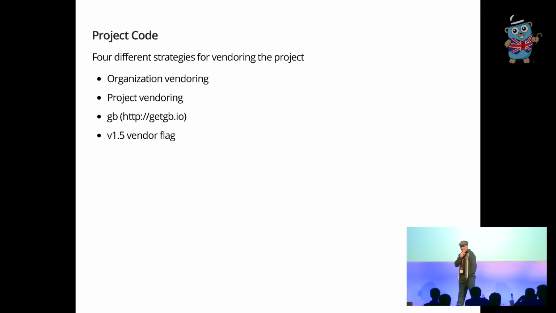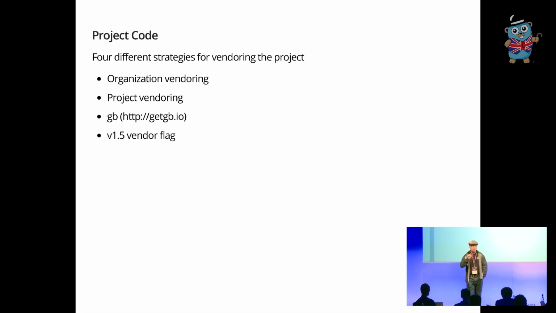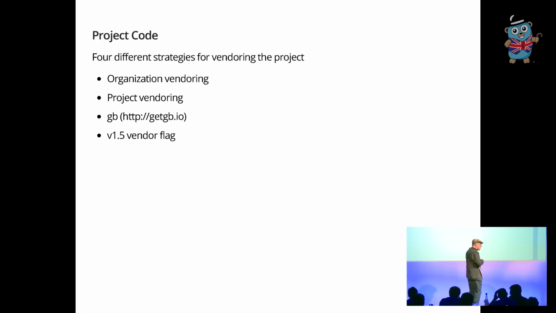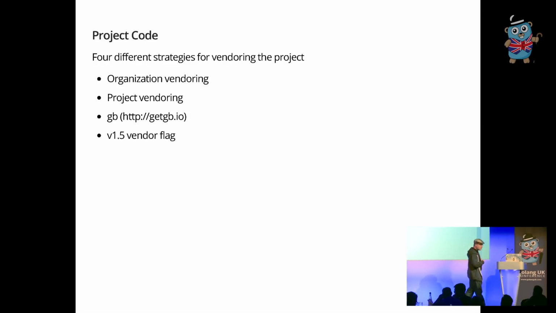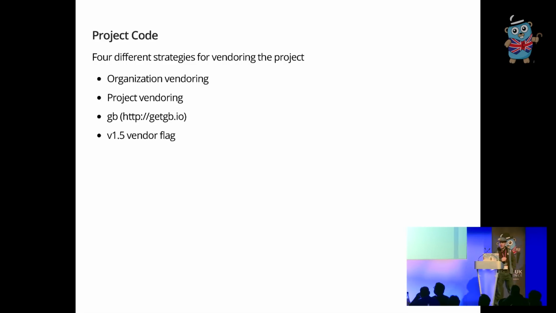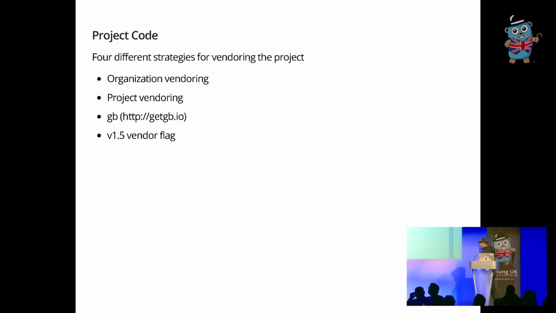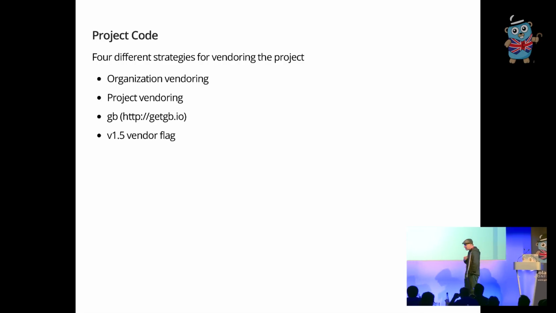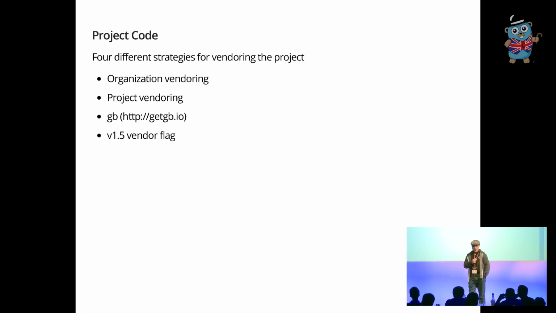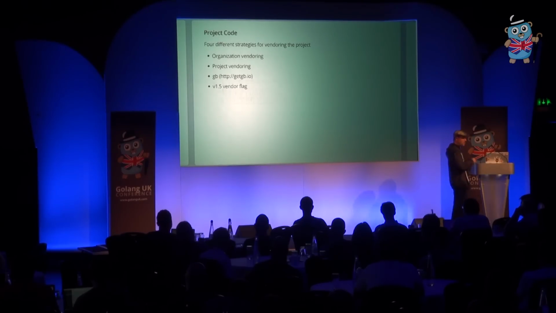What I call organization vendoring was the very first strategy that I attempted to use about a year ago. I still have one project in production that's using it. It does work. It's not my favorite anymore, but it does work. Then I'm going to talk about project vendoring. It's what I'm doing today. We'll see how that works and some of the problems and advantages of that. And then we'll look at GB and that new vendor flag in 1.5.